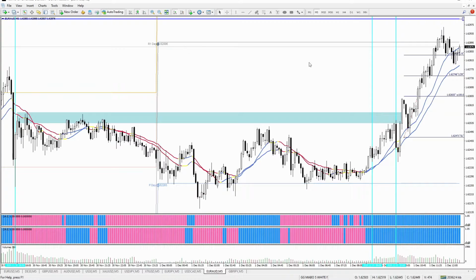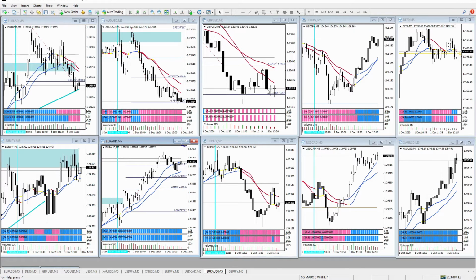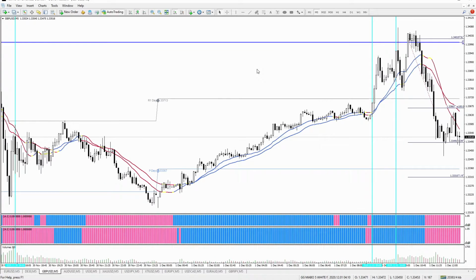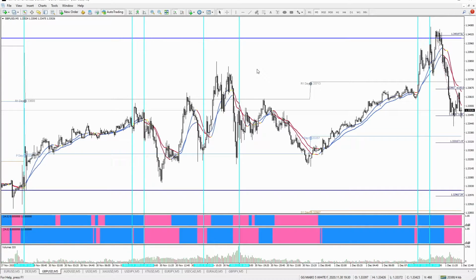Ideally, your target is R1, and that's exactly what happened. The markets went up and stopped at R1. So this was by far the best trade for this morning. A couple of other things on cable, for instance. Again, it's always quite interesting to see what happened the day before. This is a resistance area.